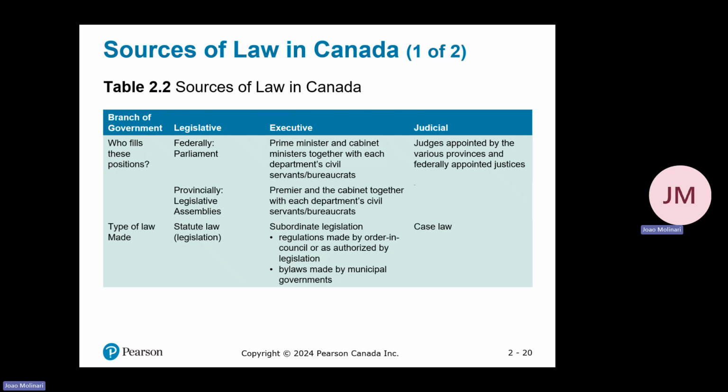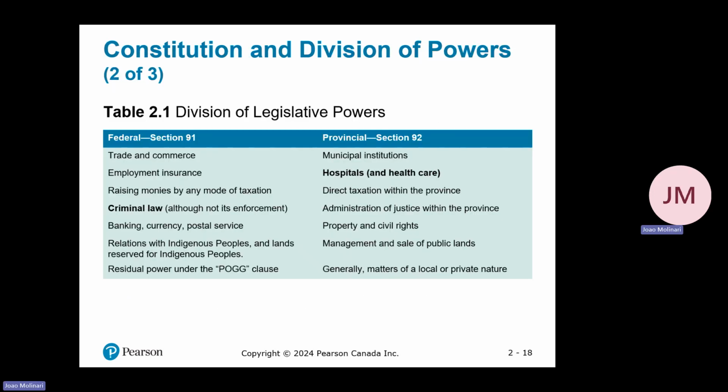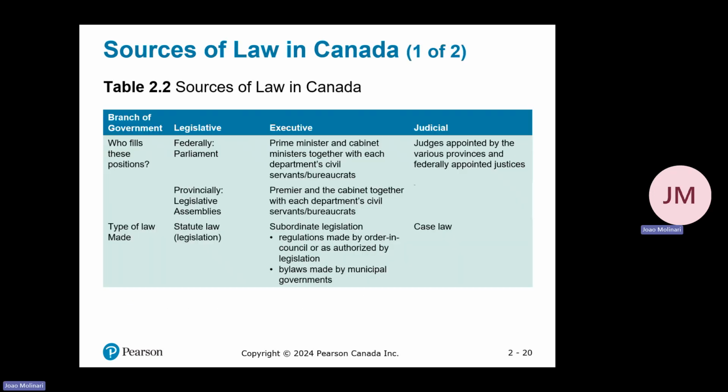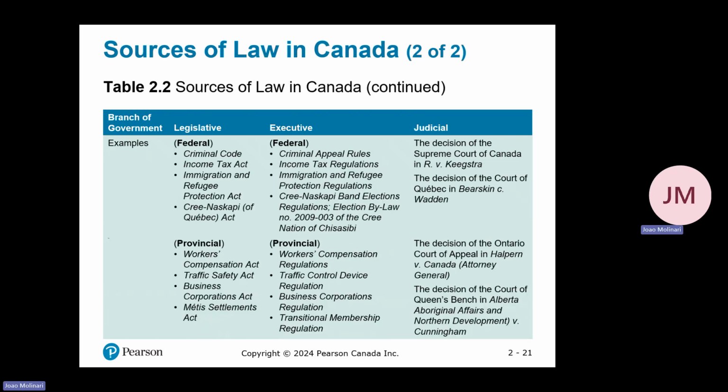So the legislative branch, based on sections 91 and 92. Is that right to say? Yes, it is. When they are making law, the federal legislative branch will only make law for those topics, and the legislative branches of the provinces will make law for these topics. But because the executive also makes regulations and other laws, sections 91 and 92 also apply to the executive branch. Okay, so this is important.